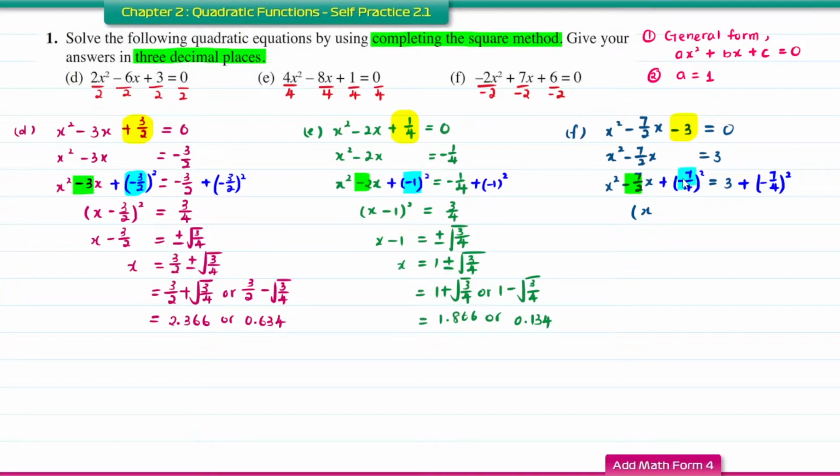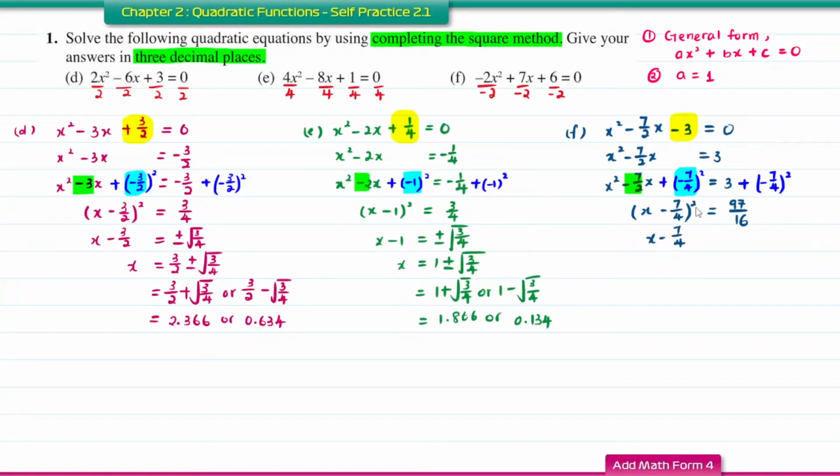So here you have a negative 7 over 4. So just copy this down. So x minus 7 over 4 and put a square here. So for this part, solve it using your calculator. You will get the answer of 97 over 16.